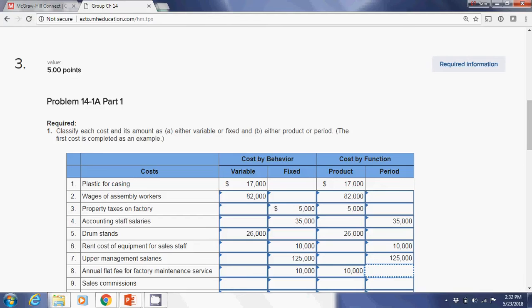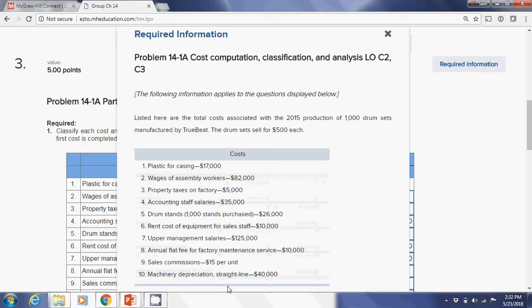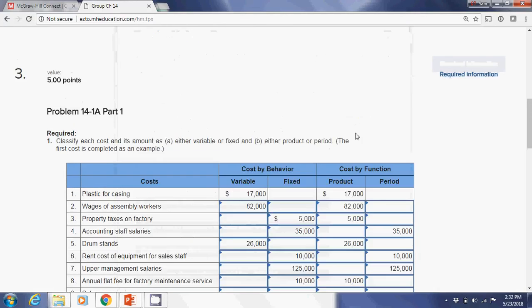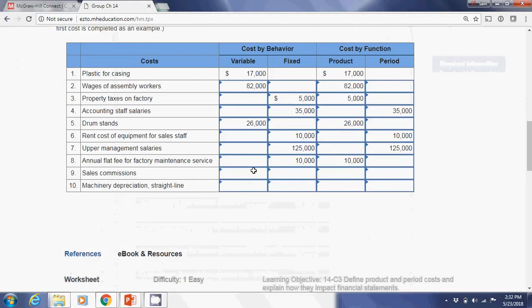Product cost. Sales commissions. Sales commissions are going to change with sales. So the more you sell, the more this is going to cost. That makes it variable, without a doubt. It says it's $15 per unit. Well, the answer we want is not 15. How do we figure it out? Well, we did 1,000 units, so 15 times 1,000 is what we're looking for. So that should be $15,000.